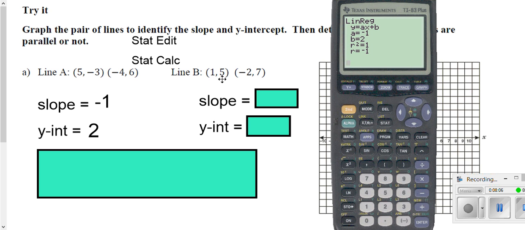That's simple. Now let's do the same thing for the second one. Line B has these 2 points, 1, 5 and negative 2, 7. StatEdit. Let's clear out the L1 column, clear it. All right, the X is 1 and negative 2. So 1, negative 2, that easy. The Y's, we got 5 and 7.